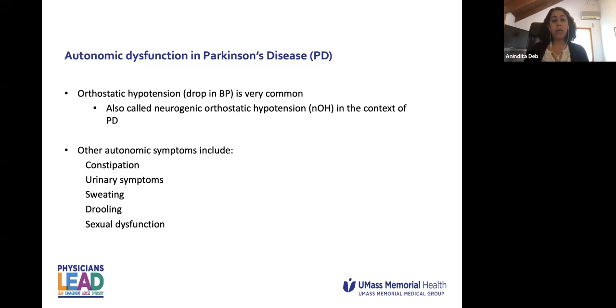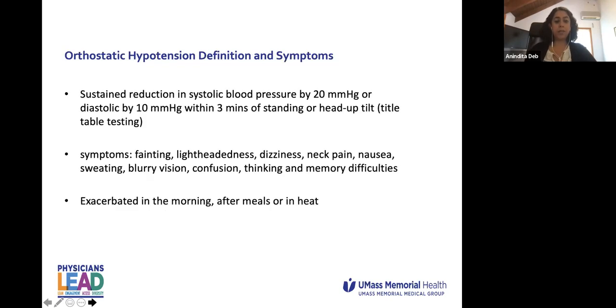There are other autonomic symptoms, of course, other than orthostatic hypotension, that include constipation or GI dysfunction, urinary symptoms, sweating or temperature dysregulation, drooling, and sexual dysfunction, all of which are controlled by our autonomic system, as I showed in the diagram before this. But today we're going to focus on orthostatic hypotension and drop in blood pressure.